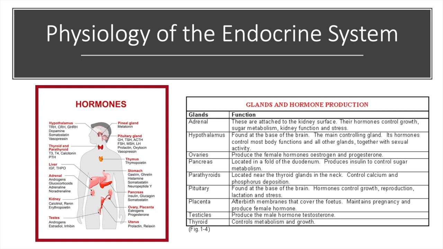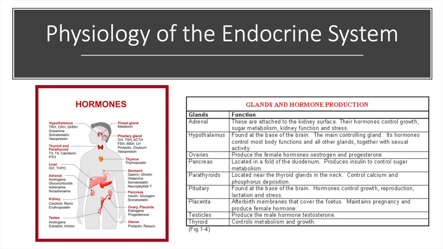In women, we have ovaries. Those produce the female hormones estrogen and progesterone. In men, we have testicles. Those produce the male hormone testosterone. Although women do not have testicles, of course, they do have the hormone testosterone. The pancreas, critical part of metabolism, is right at the fold of the duodenum, and it produces insulin. Of course, insulin is needed to regulate blood glucose and the converting of glucose to energy in the cells.